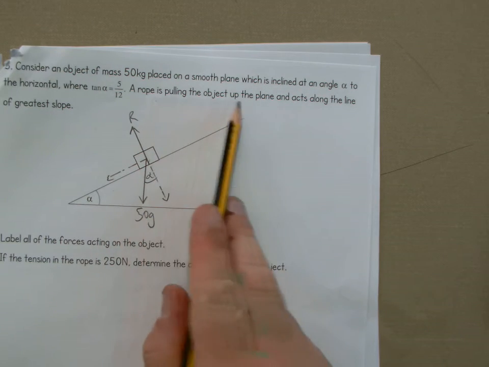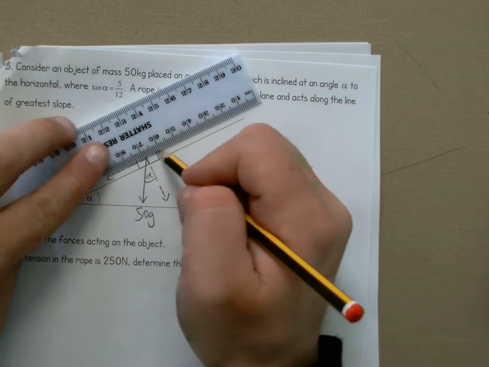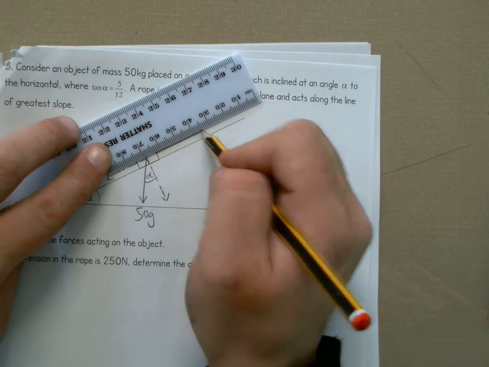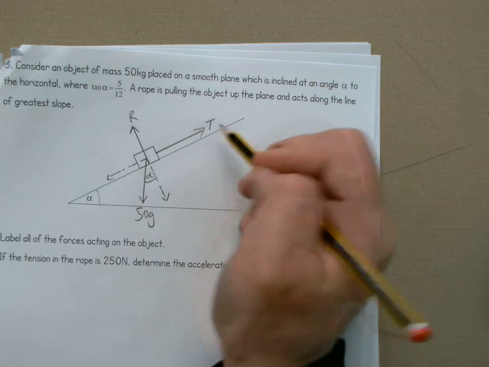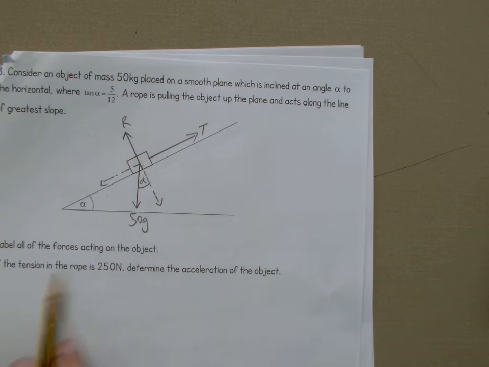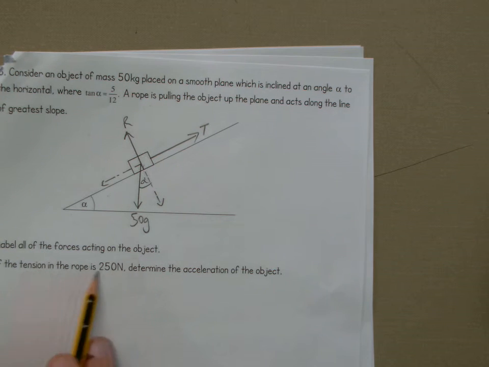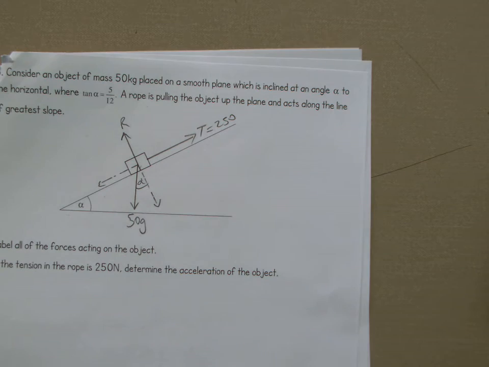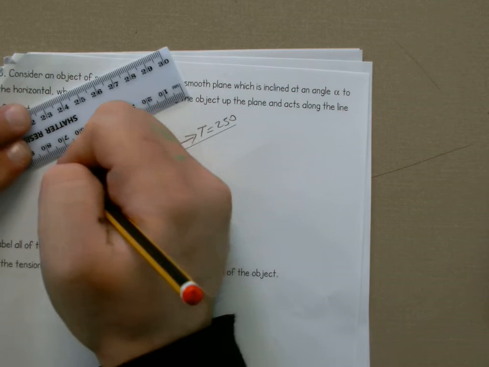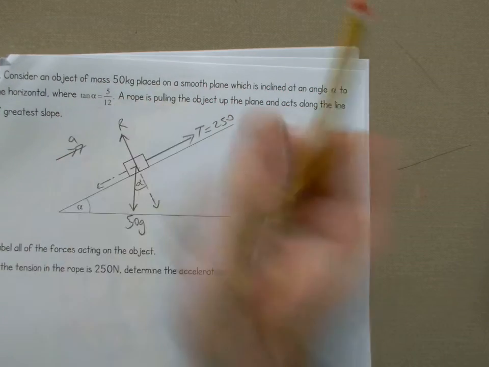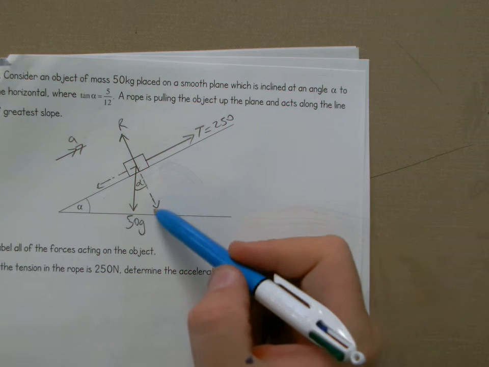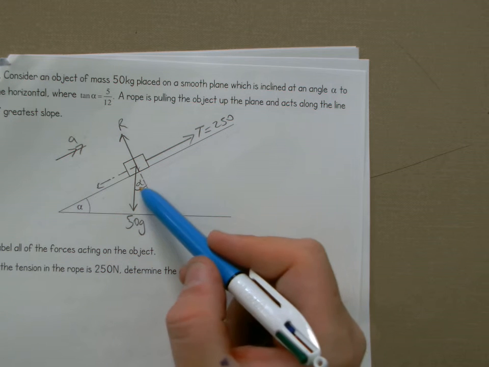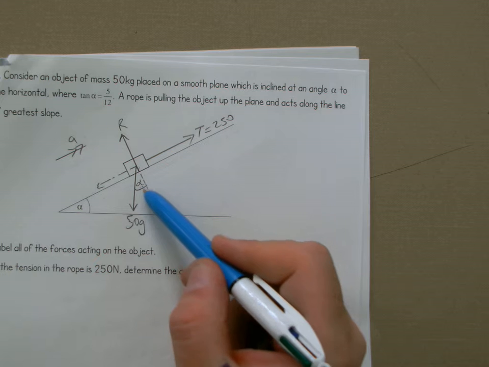A rope is pulling the object up the plane and acting along the line of greatest slope, so it's parallel, so we've got a tension there. Label all the forces, and it says if the tension in the rope is 250, determine the acceleration of the object. So it's going up the plane. What is this acceleration? Now, in terms of the weight components here, because we've got angle alpha there, remember with the angle, it's going to be cos.